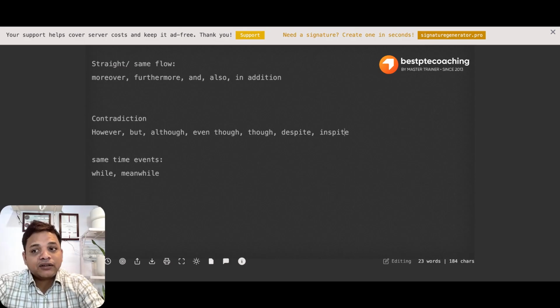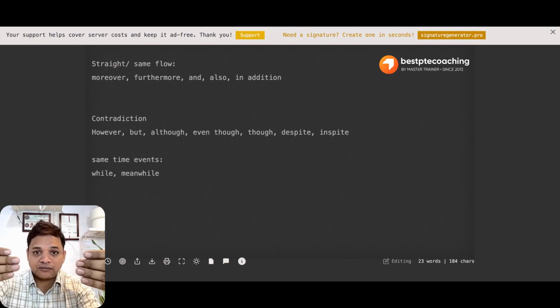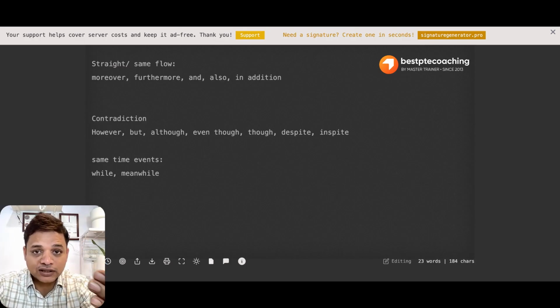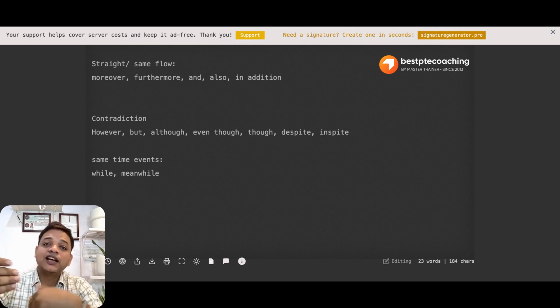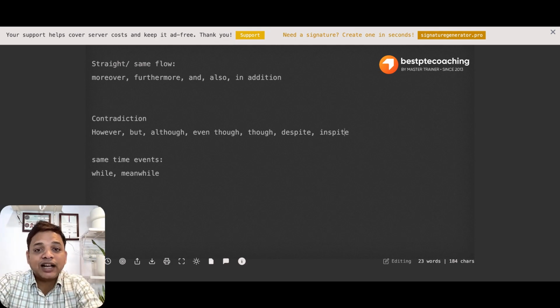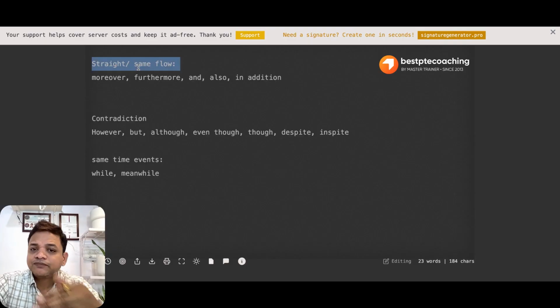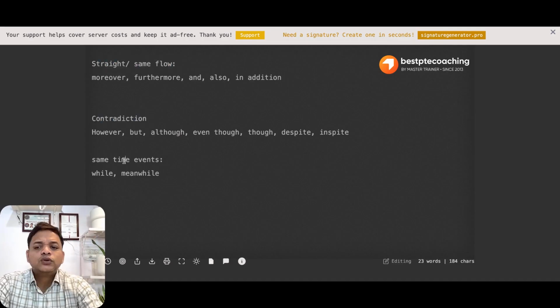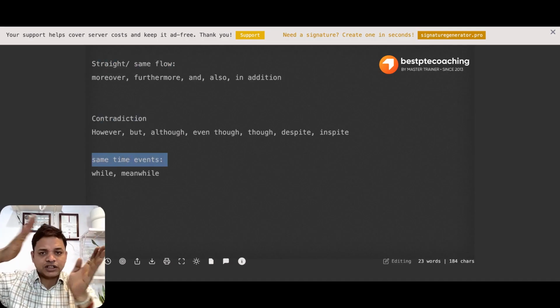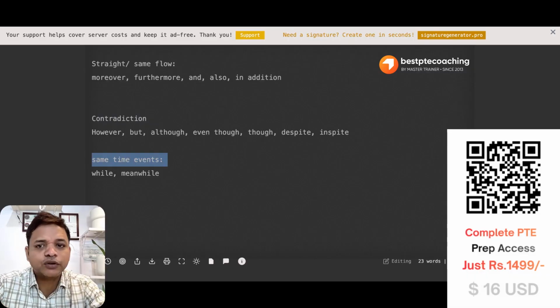At the same time, sometimes what happens in the passage, 2 events take place at one point of time, right? For example, I am writing notes while teaching my students. So I'm teaching my students, I'm writing my notes. So these 2 events are happening parallelly. So on such an occasion, you use what? While, meanwhile as connectors. All right. So this is very simple: same flow, contradiction, 2 things happening parallelly at the same time. So you can use these things.